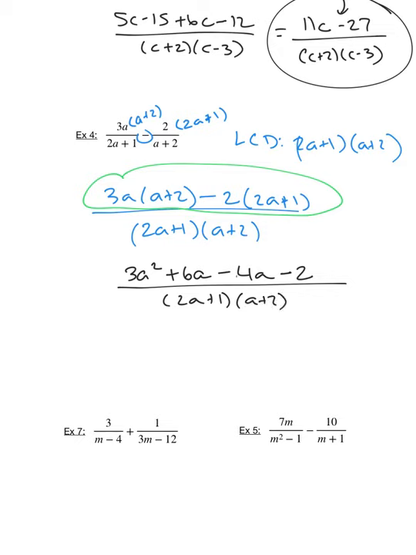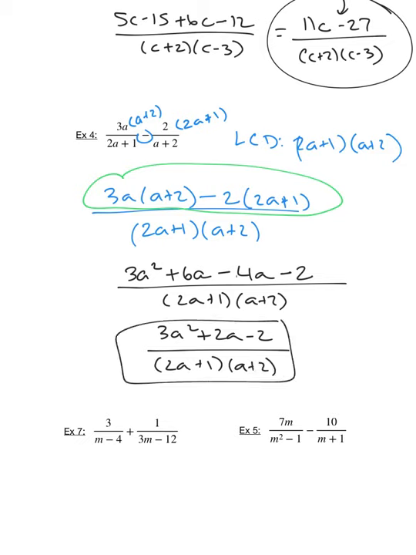And then I'm going to simplify. 3a squared plus 2a minus 2, all over 2a plus 1 times a plus 2. If your numerator can be factored, which usually if it's a trinomial like this, it can't be factored. But if you can, you do.